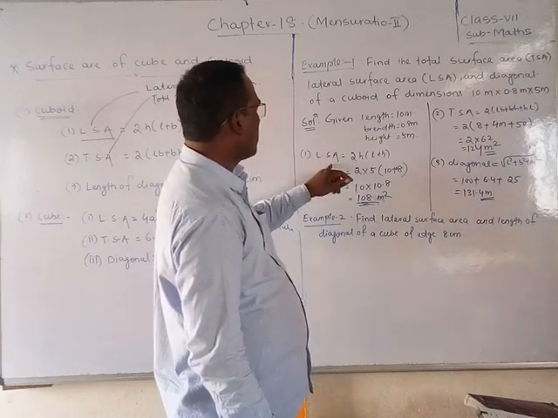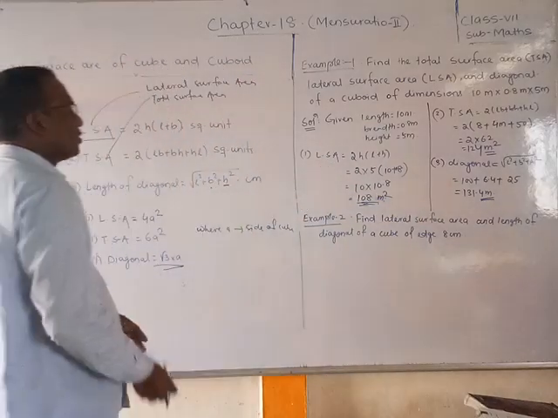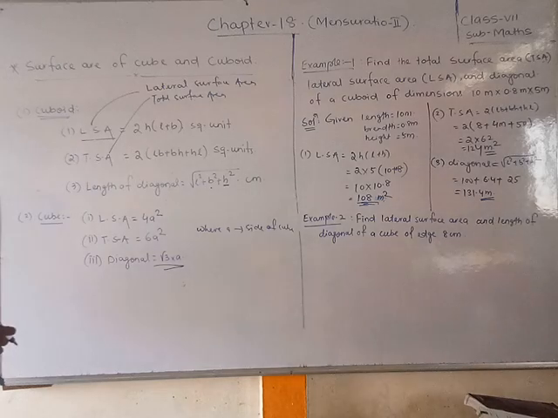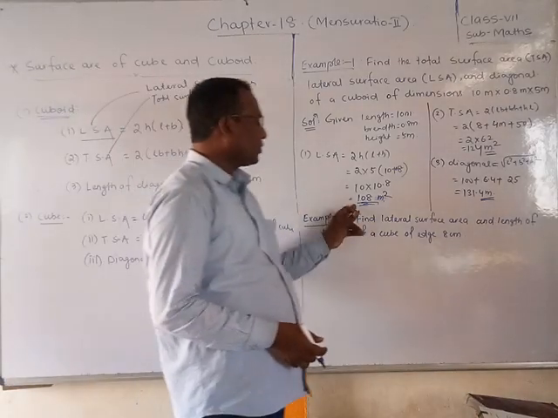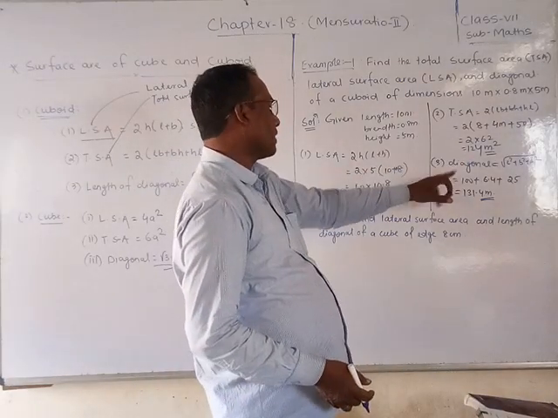First of all we found the lateral surface area, which is 2h whole L plus B. With this we got the total surface area and the diagonal.